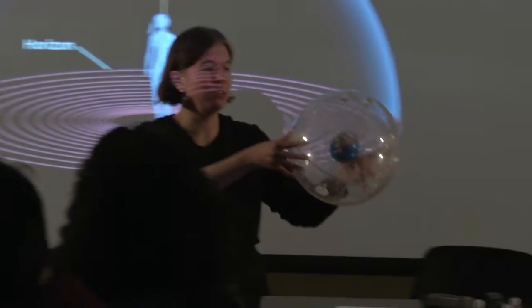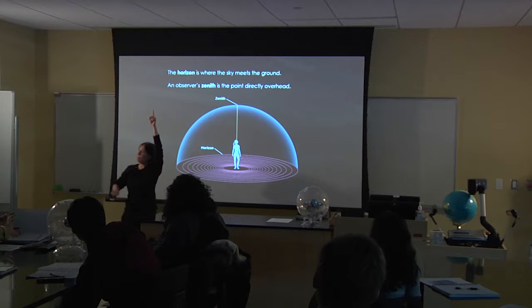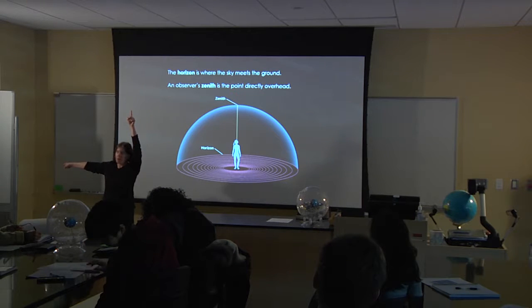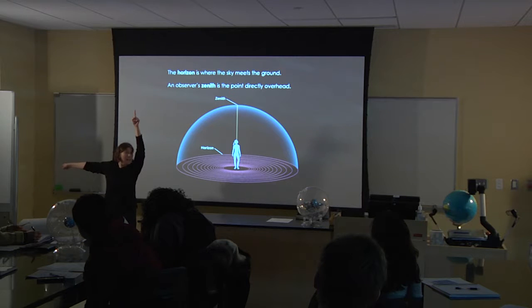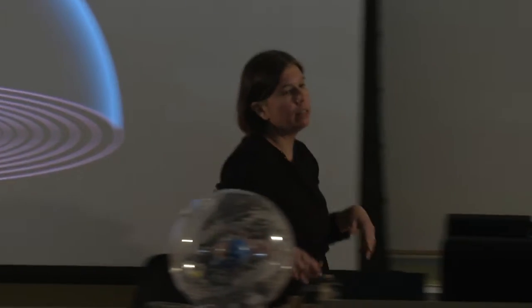You guys good with angles? You remember some angles? So if the zenith is over my head and the horizon is here, how many degrees is that? 90 degrees, right? So your horizon is by definition 90 degrees off from your zenith, okay? And the horizon is this imaginary plane where the sky meets Earth.